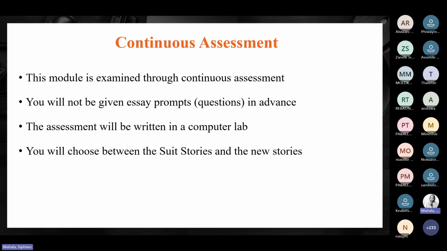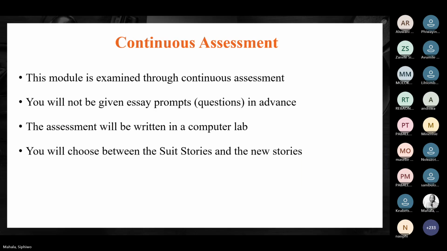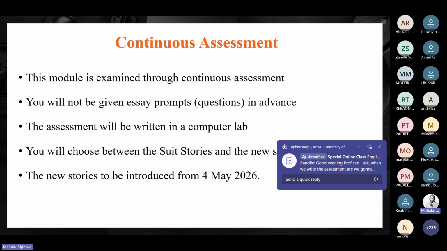Next week, you will be introduced to new stories. So you will get to choose between those stories and the suit stories in terms of your essay. But remember, you'll have to read all of the stories, because you get to write the quiz on both sets of stories. So yeah, the new stories will be introduced to you.